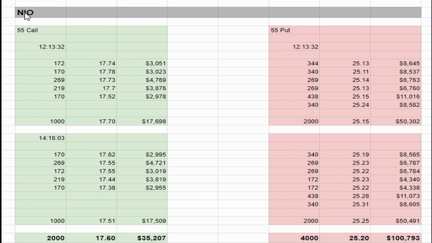Let's go take a look. This is interesting. This is for NIO, and I've combined the calls on the left and the puts on the right. These are the two time frames when they came out. What we see is 1,000 calls and 2,000 puts, and then the same thing 2 hours later. So although you see a bunch of little trades, they add up to 1,000 and they add up to 2,000.